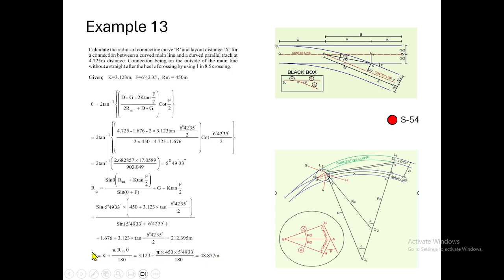That means this length is r theta, the arc length. So r into theta in radians, and theta we convert using pi by 180 when working in degrees. So we get the x distance up to this point. Then we add the K distance, 3.12. This is the concept and the procedure we have to follow for finding the x distance.